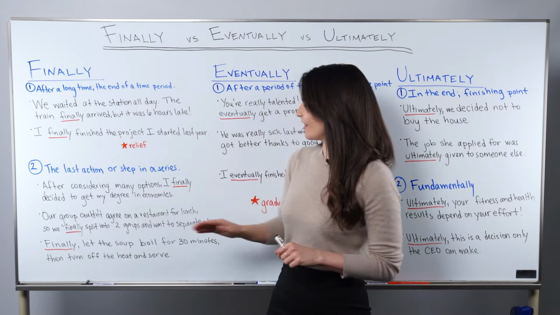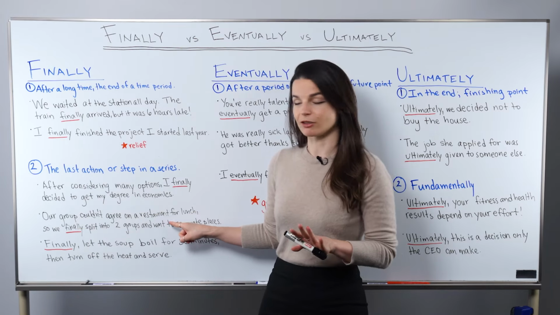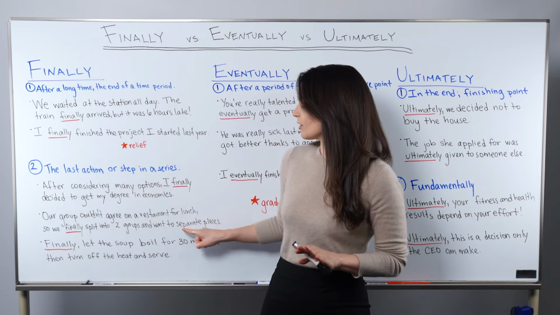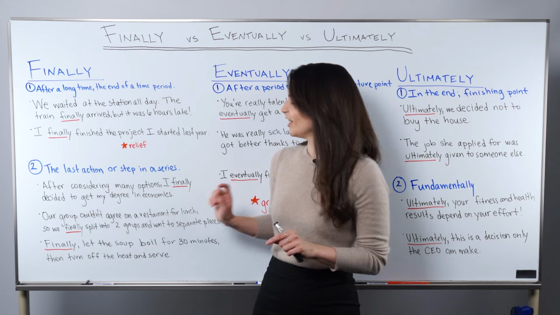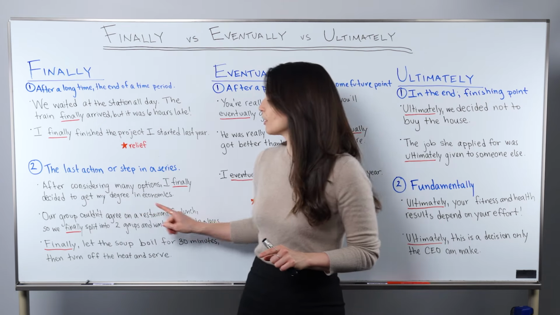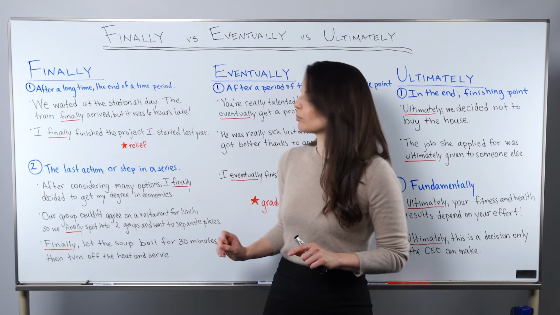Let's look at the next example sentence. Our group couldn't agree on a restaurant for lunch. So we finally split into two groups and went to separate places.